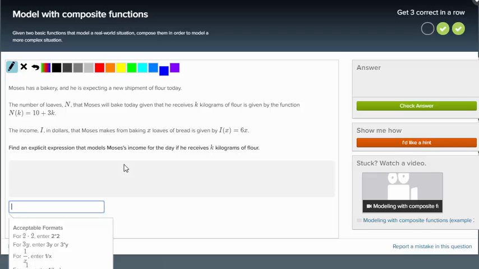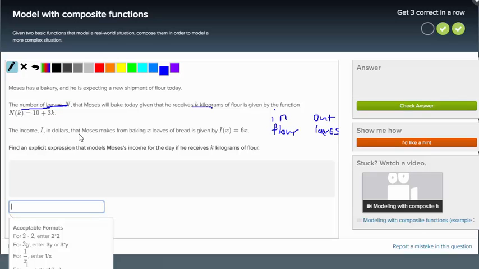Moses has a bakery and he's expecting a new shipment of flour today. The number of loaves N that Moses will bake today, given that he receives K kilograms of flour, is given by the function N of K equals 10 plus 3K. So let's just take a look at that real quick. K is my input. That's the number of kilograms of flour. So input, flour. Output would be the number of loaves he makes. So we'll just call this loaves. I can't spell loaves. That says loves. Now it says loaves. All right.